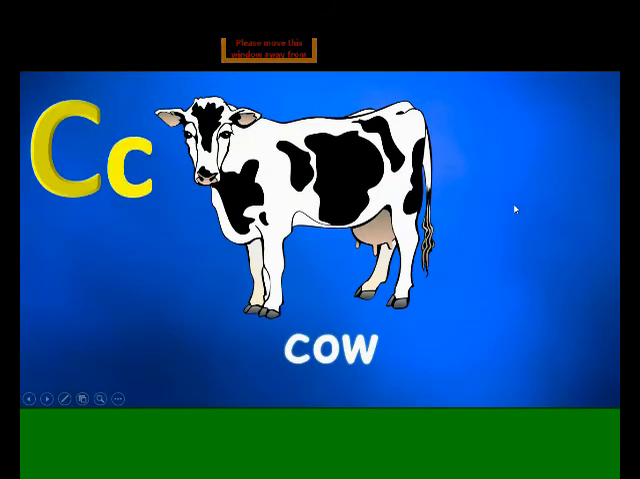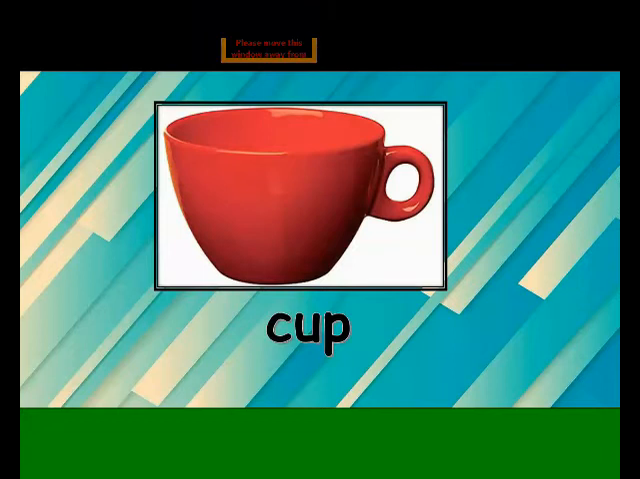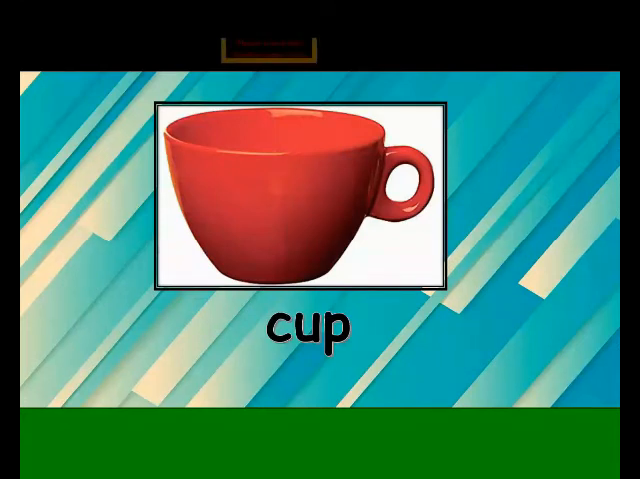Okay, the next picture is, what is this? Yes, this is a cow. K, cow. And cow is a pet animal, and it gives us milk. Okay, now the next picture is cup. What is this? This is cup. K, cup. We can drink milk and also tea and coffee in this cup.